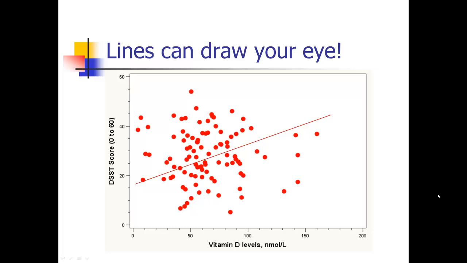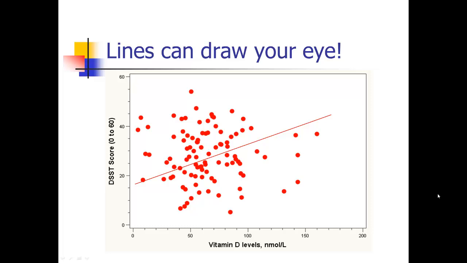I had some made-up data where I'm relating vitamin D to some kind of cognitive test called the DSST score. The details of that aren't important, but we've got two variables that we're trying to relate here, and I've plotted them. And then I superimposed a line here, probably trying to indicate something about the correlation.